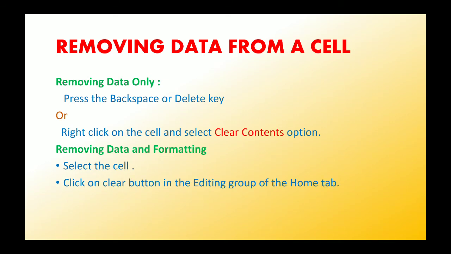First, select the cell. After that, click on the clear button in the editing group on the home tab. We have to go to the home tab, in the editing group, and use the clear button. Here we have to use the clear all option. So just by using these steps, we can remove data and formatting also from the sheet.